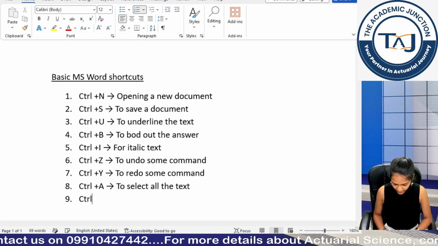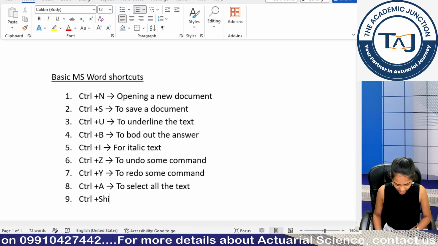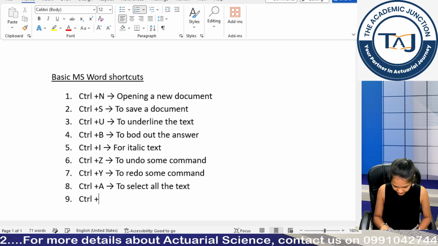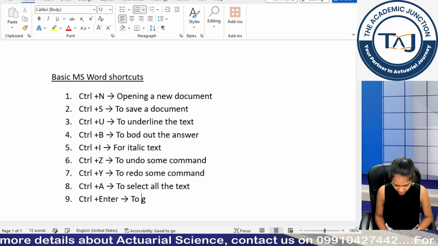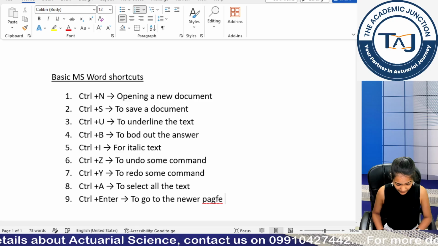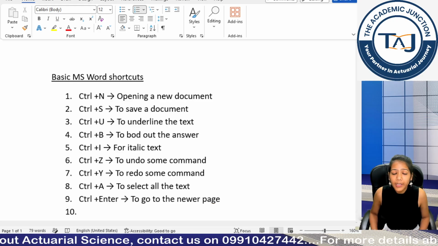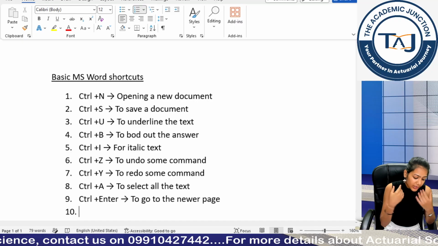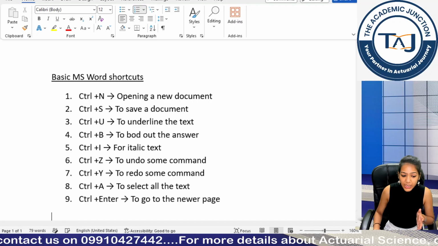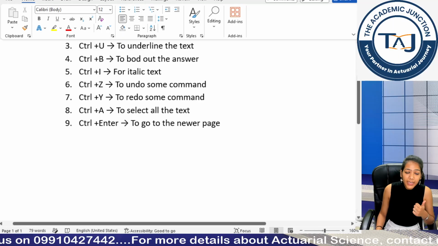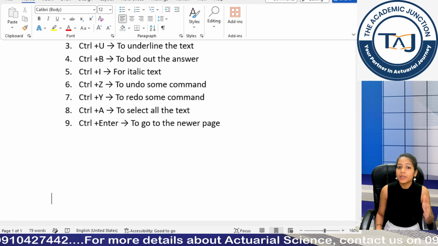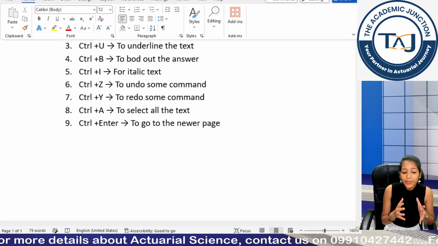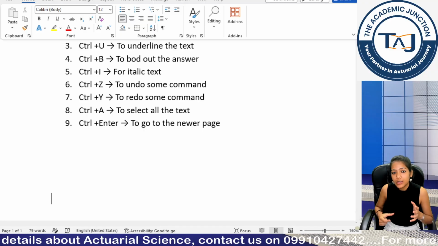Cool. Then we have a very important command, that is Control plus Enter, to go to the newer page. Now why I say it is very important: I usually prescribe students to start their newer answers from a newer page. To go to the newer page, what they do is they continuously hit the enter key. Now it is very time taking. Plus, in case you want to add something in between your documents, for example, between page 1 and page 2, your whole text will move downwards or upwards.